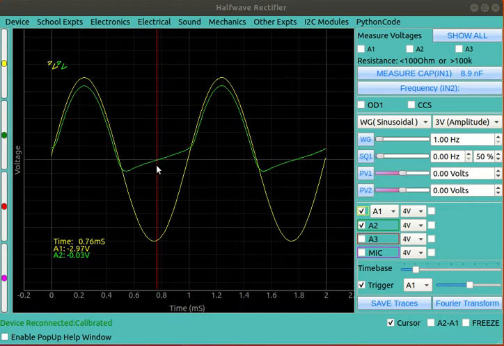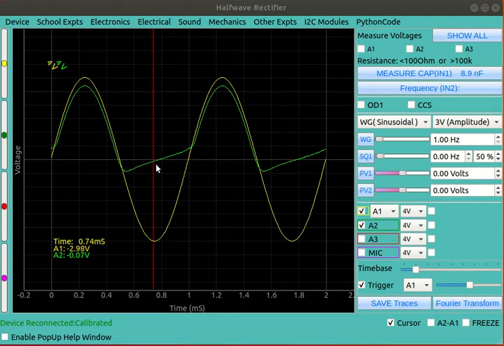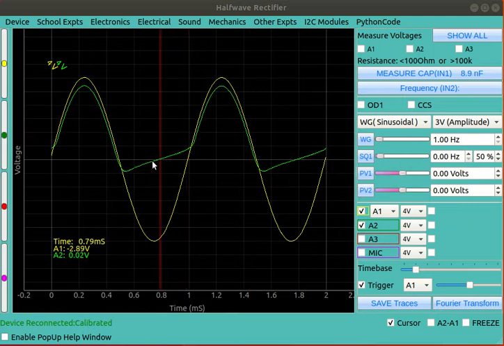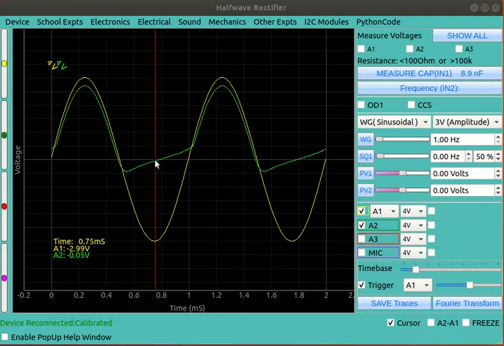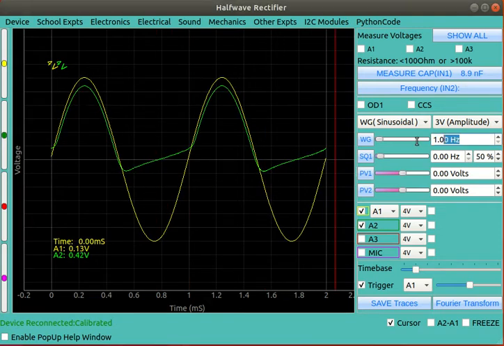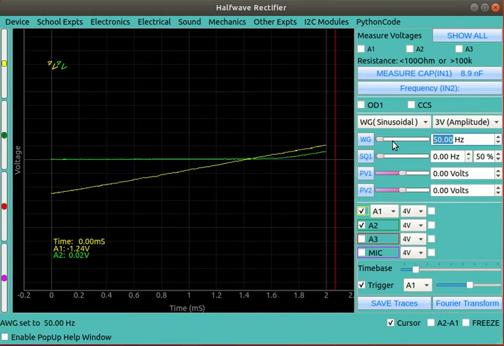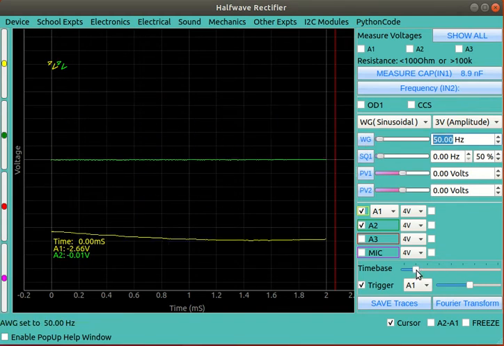So the other one, 4148, is a high frequency diode. That means it has less junction capacitance, and this particular diode has more junction capacitance, and this is the 1N4000 series, and you must have used that all the time. So I'll just reduce the frequency now to say something like 50 Hertz and adjust the time base.